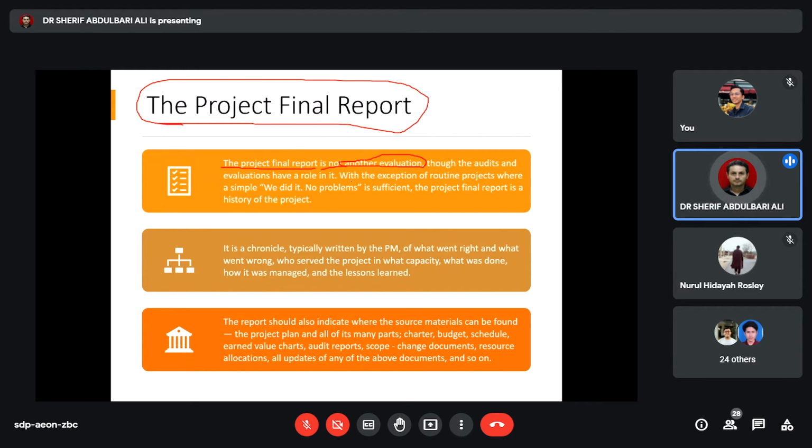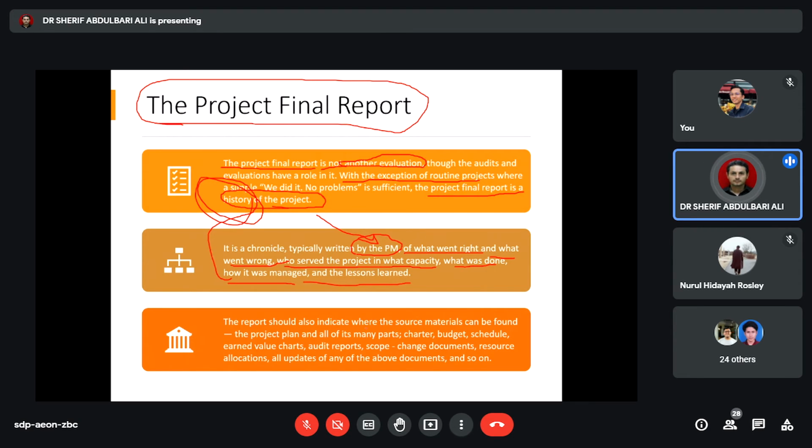With the exception of the written report, the project final report is considered the history of the project. It's a chronicle typically written by the project manager. So it's a history of the project written by the project manager, and you need to mention here what went right and what went wrong, who served the project and with what capacity, what was done and how it was managed, and also the lessons learned. So that's why we call it the history.